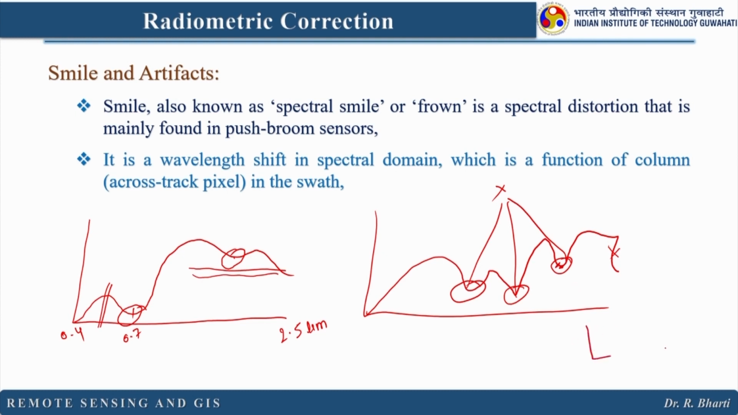Let me redraw clearly. So this was the value which was supposed to be here, but because of the misalignment or the wavelength shift, this got recorded here, right. So which is wrong, this is wrong because it has to be here, right. I hope you have understood.